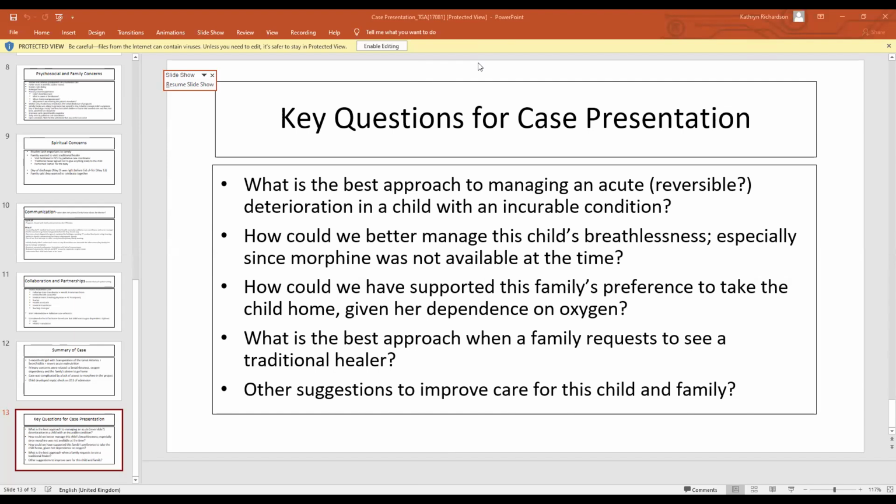So shall we think about the questions? We've got the questions that you've put forward here, and also to think about it being distressing for others on the ward, and how do we manage when families say, why only palliative care and why not referral? So there's lots for us to think about. So let's start thinking about some of these questions together. The first one is, what is the best approach to managing an acute, possibly reversible deterioration in a child with an incurable condition?